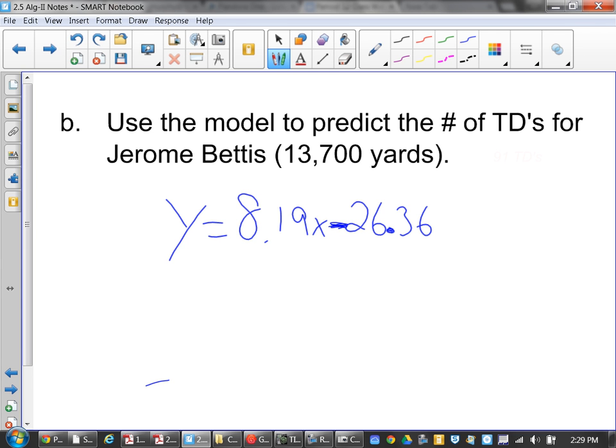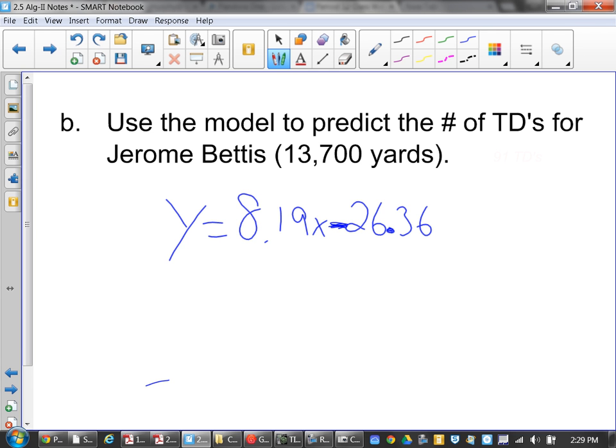Did you forget that? This is like 8,000. Wait, is it 13.7? Is that what we put in? It's quite a few touchdowns. Do we put in 13,700 or 13.7? 13.7, because remember that when you did the table, it was in thousands. So what did you guys get then? 86-ish, 85, 86, in that neighborhood?